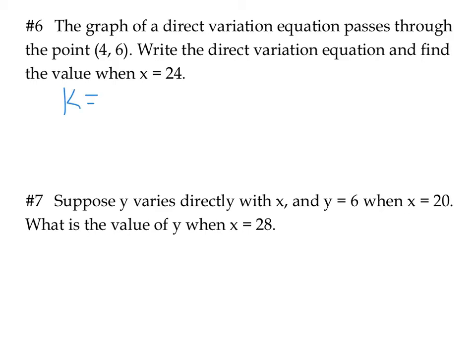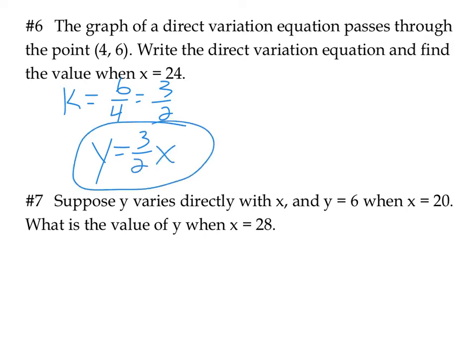The constant of variation is y over x. Right? The constant of variation is always the y over the x. We can reduce that then to 3 over 2, and we can write y equals 3 over 2x. That's our function rule. Then our second part says to find the value when x equals 24.